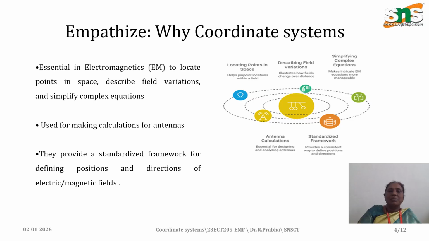The coordinate systems are essential in electromagnetic fields to locate points in space, describe field quantities, and also simplify the complex equations. And these coordinate systems are used for making calculations of antennas, finding the fields, the radiated fields. They also provide a standardized framework for defining positions and directions of the electric and magnetic fields. So this is the need of the coordinate systems in electromagnetic fields.